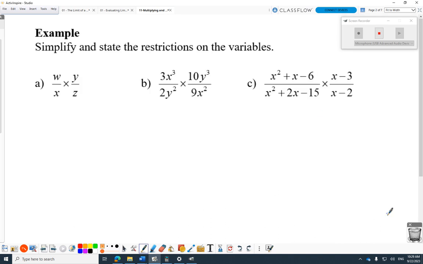Simplify and state the restrictions on the variables. Okay, this goes the same as what we just did. The first one is w over x times y over z. Like yesterday, first state the restrictions. X can't be 0, z can't be 0.